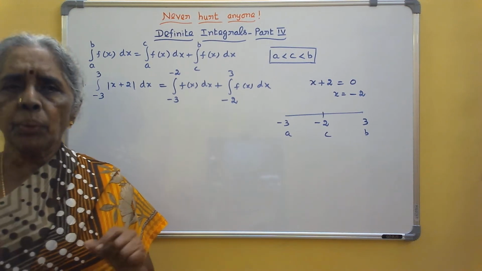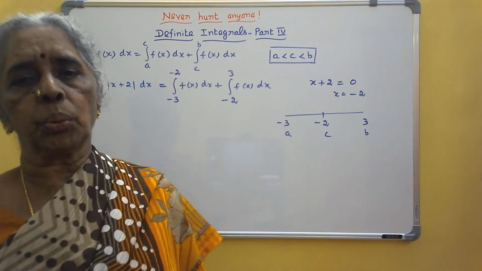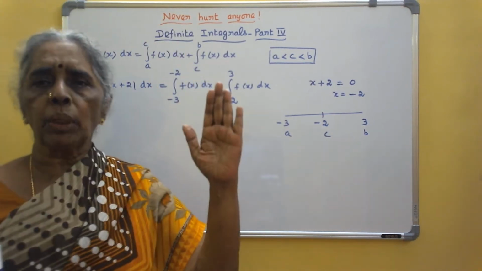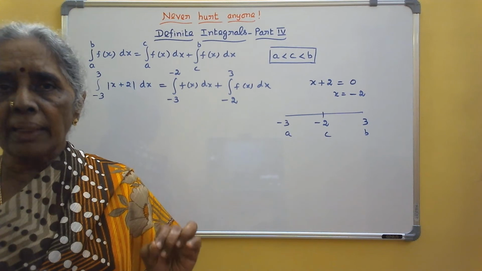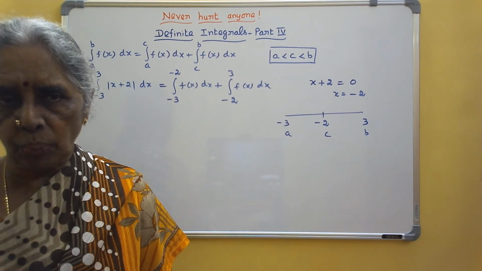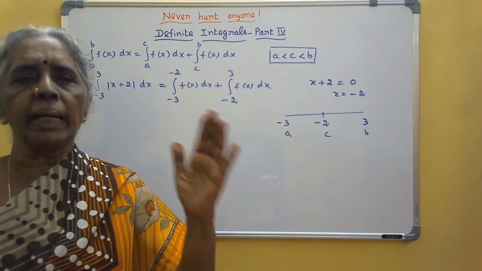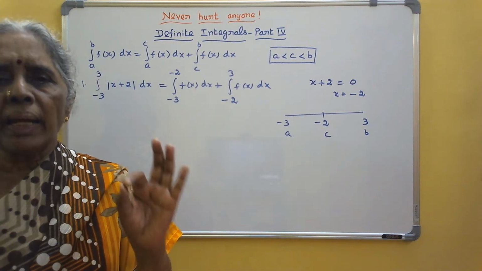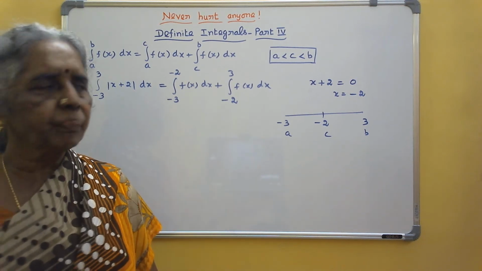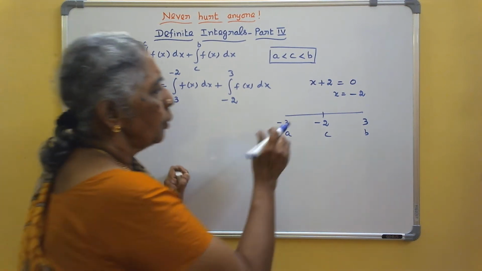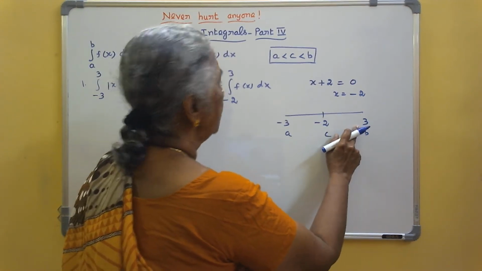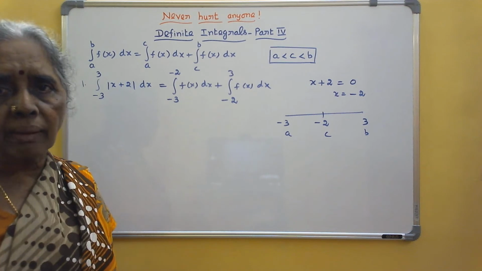Now I told you, for a modulus there are two interpretations, that is mod x plus 2 will be equal to x plus 2 when x is greater than or equal to minus 2. It will be equal to minus of x plus 2 when x is lesser than minus 2. Remember that. So now you have two intervals, minus 3 to minus 2, minus 2 to 3. Okay, see the two integrals here.